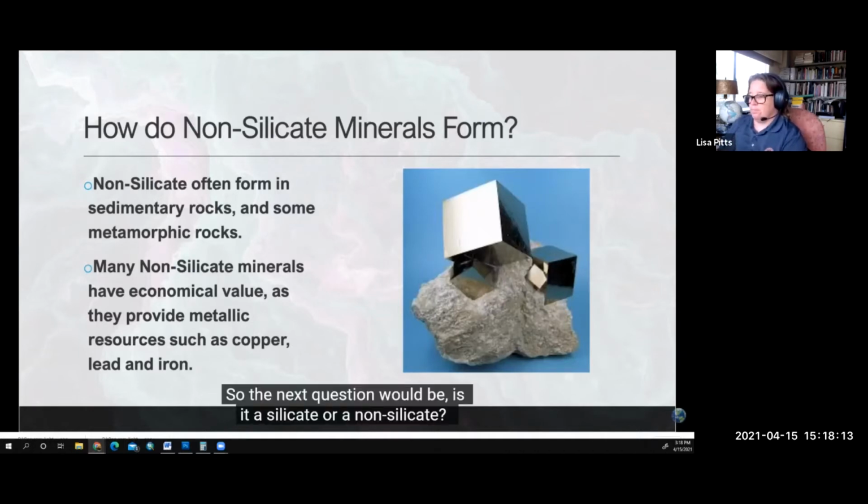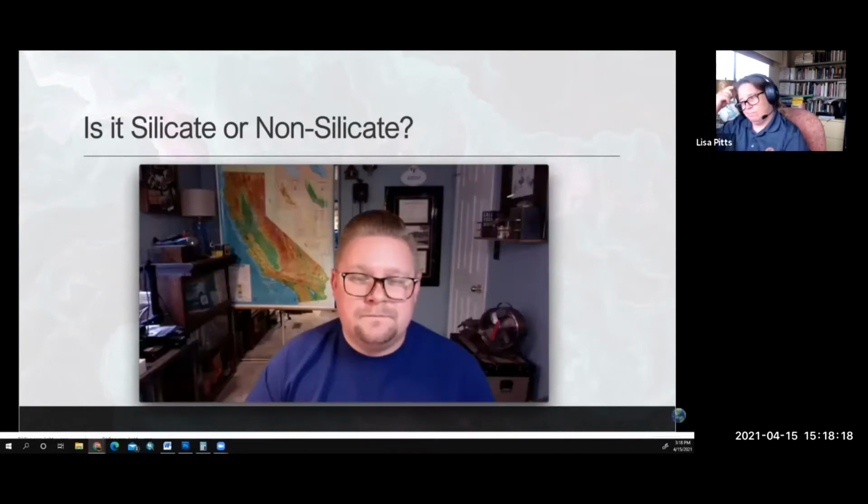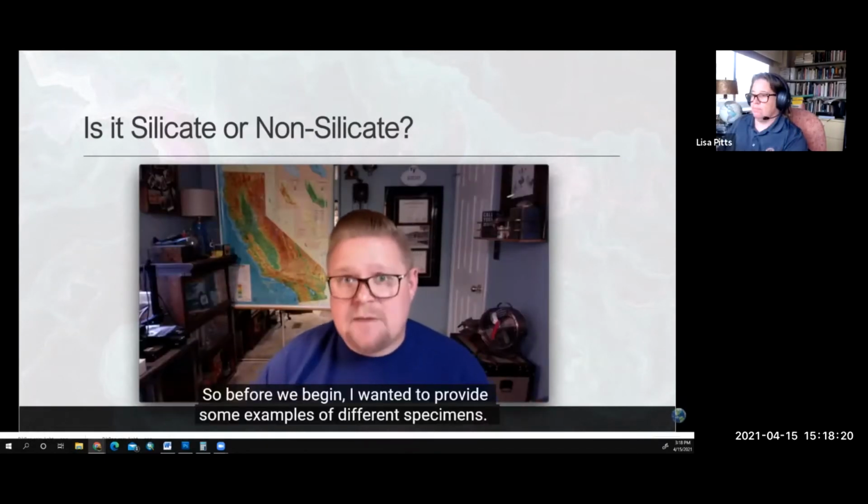So the next question would be, is it a silicate or a non-silicate? So before we begin, I wanted to provide some examples of different specimens.